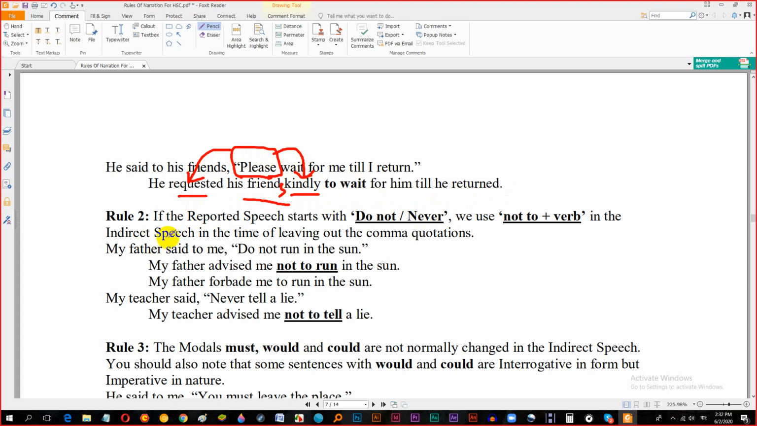Then rule number two: if the reported speech starts with "do not" or "never", then we have to use "not to" plus verb. That means we have to use the infinitive, and before the infinitive we always use "not". We don't use "not" after the infinitive, or between "to" and the verb. We have to use "not" before the infinitive.